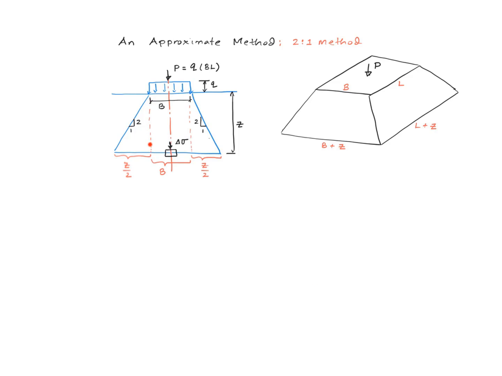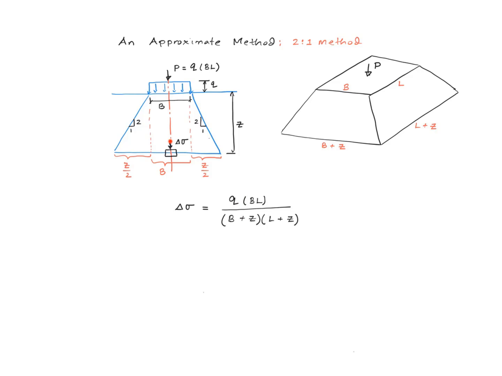Since this distance is Z, by this 2:1 rule, this distance becomes Z over 2, and similarly this distance is also Z over 2, and therefore B becomes B plus Z at a depth of Z, and similarly L, which is the length of the footing in the direction perpendicular to the paper, becomes L plus Z.